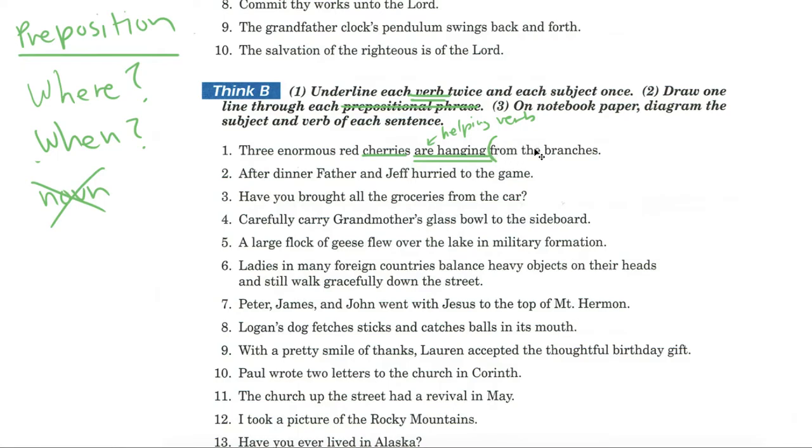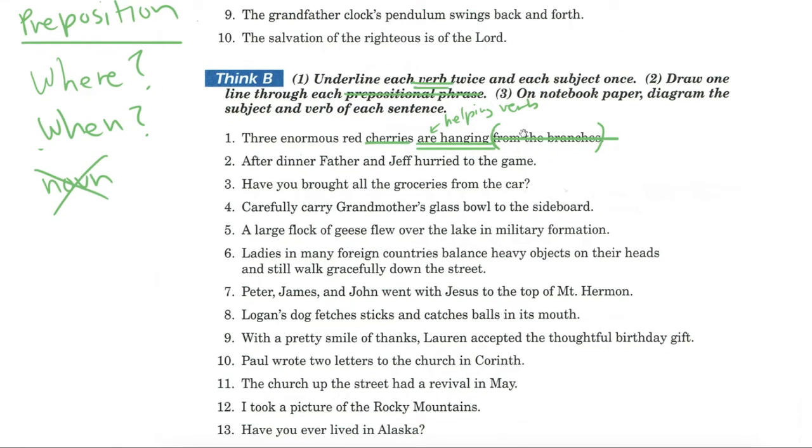Now we keep going for the prepositional phrases. We keep going until we find the object. From what? From the. So can we stop here? Nope. That's not the object. From the branches. All right. So that's a prepositional phrase right there. From the branches, and we're going to cross that out. It's okay if you put it in parentheses, like I did here. You don't have to, but it helps me.